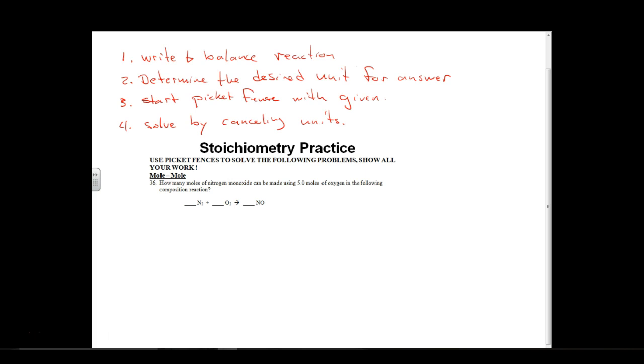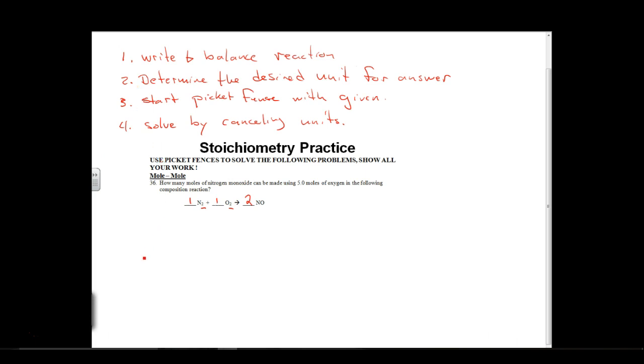So I already wrote the first four rules to help us solve these problems. The first one is to write and balance an equation. If you look at number 36 in your homework, the equation's already been written for you. You now need to balance it. This is very simple. If you look, you have two N's and two O's. So if you double the NO, then you have two of each on both sides, and it would be considered balanced. So step number one for this one is fairly simple.